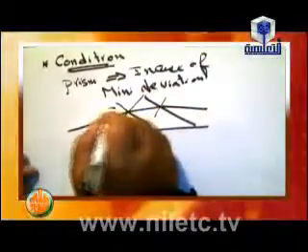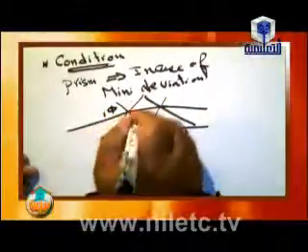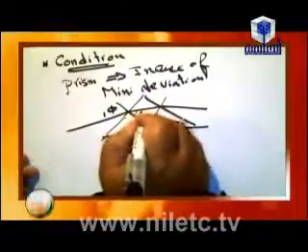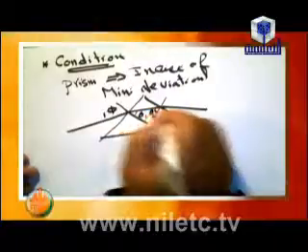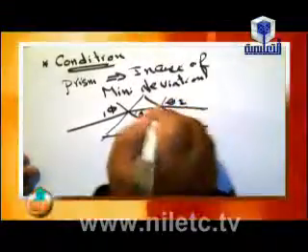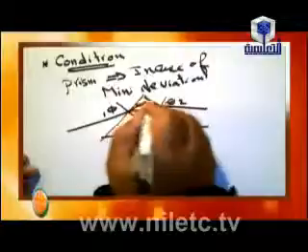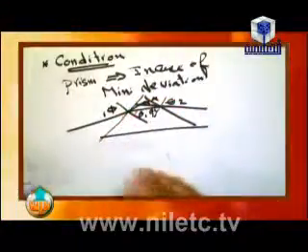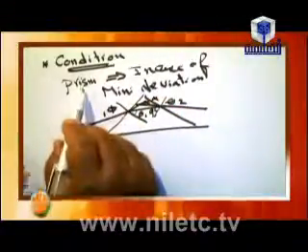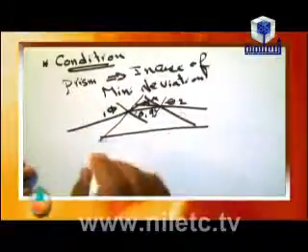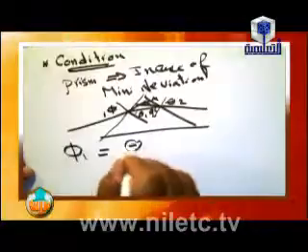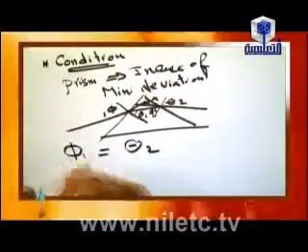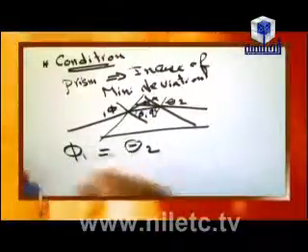The angle of incidence equals phi 1, the angle of refraction equals theta 1, the angle of incidence inside the prism is phi 2, the angle of emergence equals theta 2, and this is the angle of deviation. So the condition to obtain the prism in case of minimum deviation is phi 1 equals theta 2. It means the angle of incidence is equal to the angle of emergence.